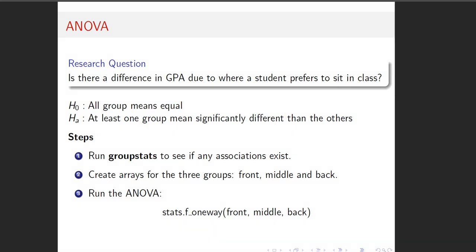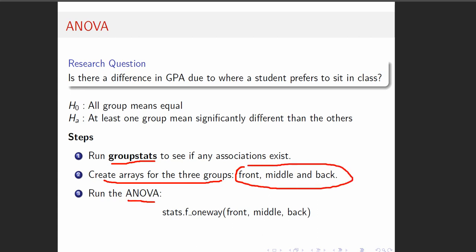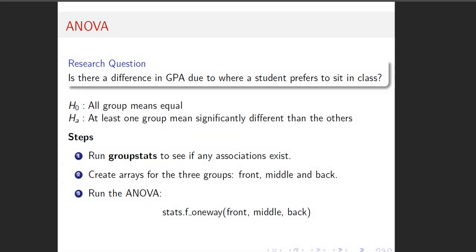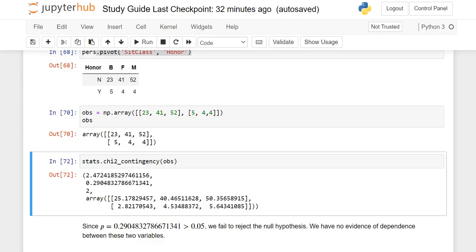Okay, and I did not load group stats, I don't believe, so I'm not going to be able to do that. So I'm going to create the arrays for the 3 groups for front, middle, and back. And to run the ANOVA, I just put in the arrays. And so if I have 15 groups that I'm comparing, I have to make 15 arrays and put in 15 arrays. Unfortunately, it's not a table method. I can't just tell it the columns. I have to go in and create arrays for every single group that I want to put into the ANOVA.